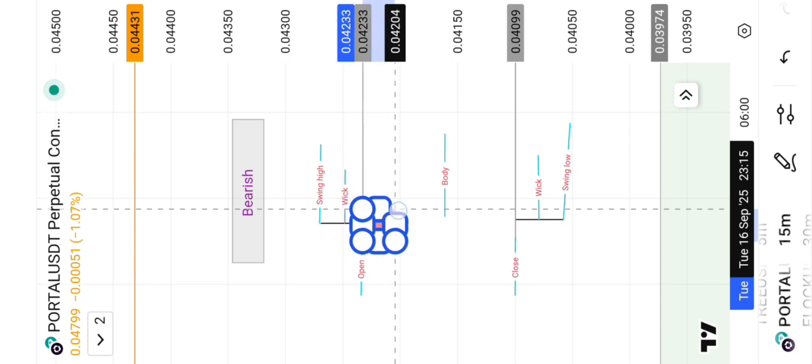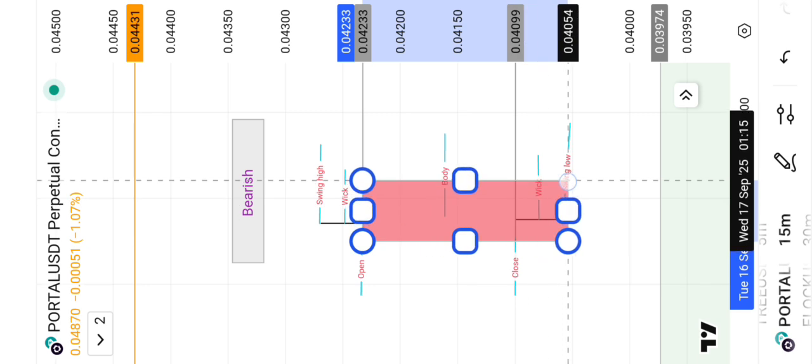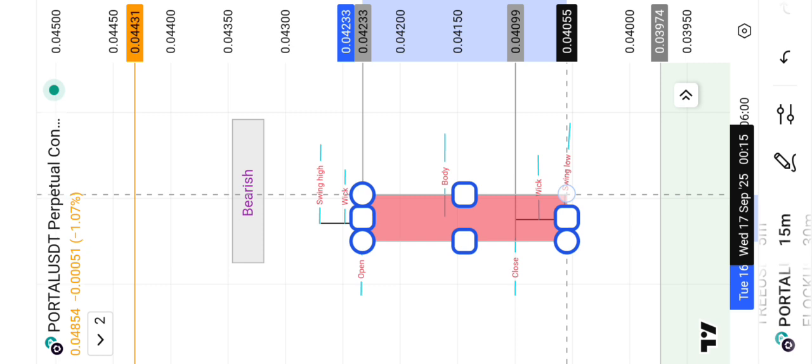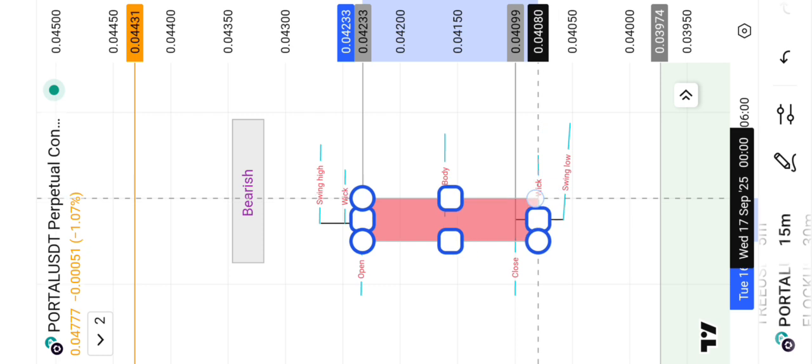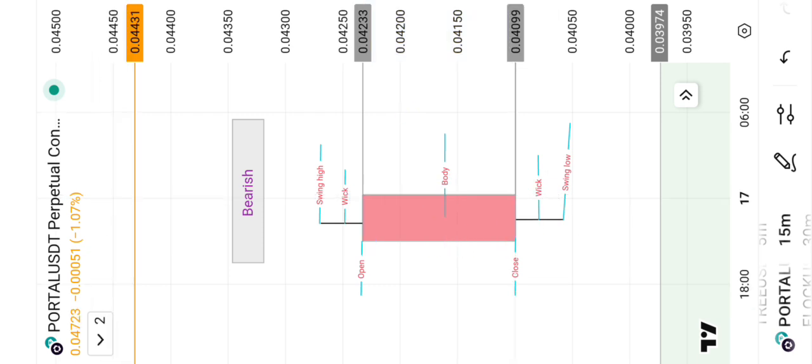It's coming down, coming down to some extent. Now the bullish buyer will try to push it up again, then close here for that moment. That's how a bearish candle is being formed.